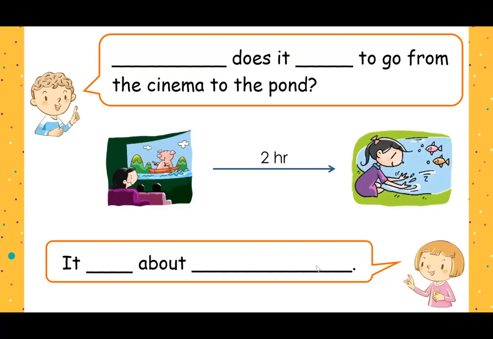Next question. We want to know the length of time it takes to go from the cinema to the pond. Let's ask the question. We should start with, right, how long? How long does it take to go from the cinema to the pond? And for the answer, it. Right, it takes. After the third person singular pronoun it, we must add s to the back of the verb take. It takes. And for the time we need, it's 2 hours. So the answer should be, it takes about 2 hours. Don't forget to add s to the back of the word hour as well.